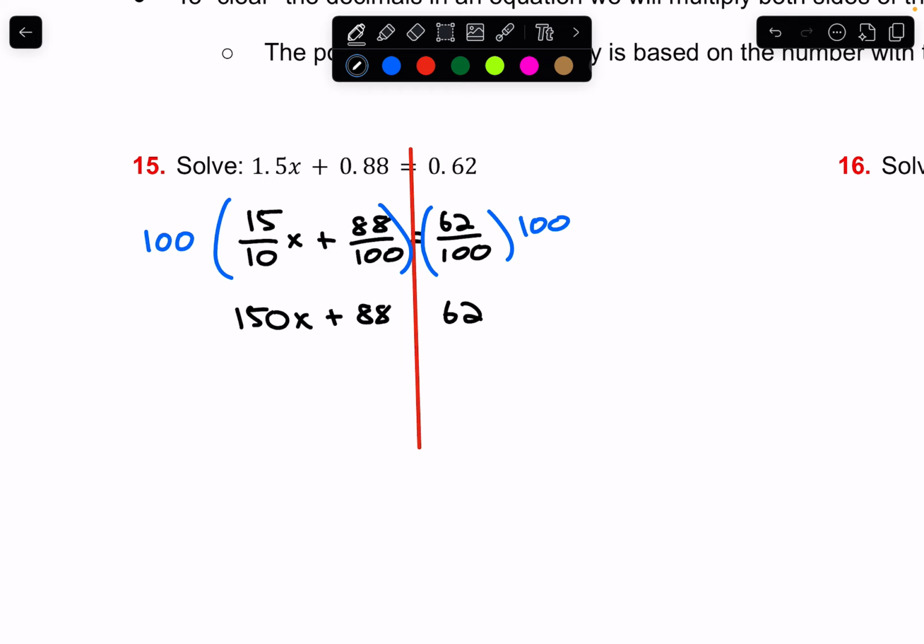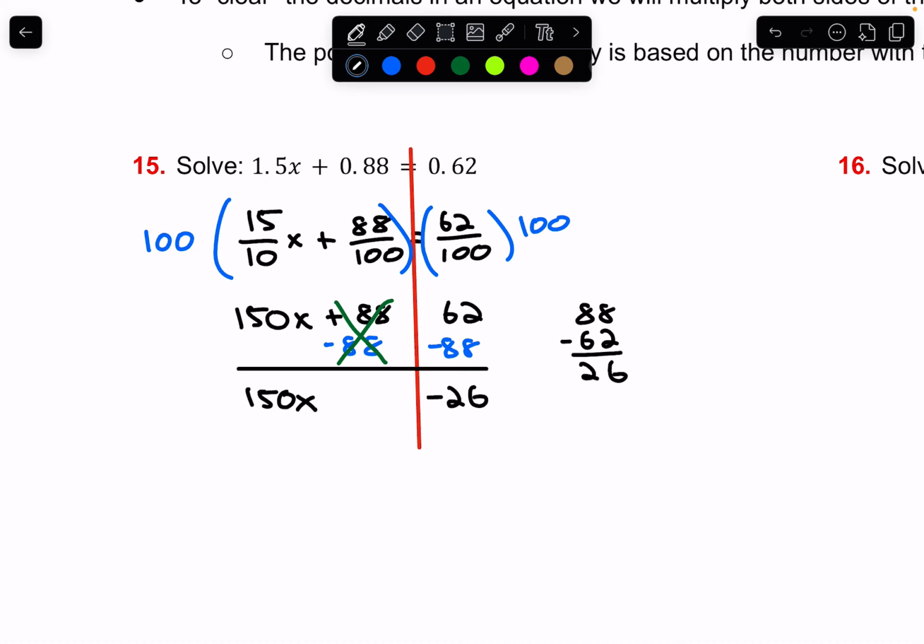All we have to do now is go ahead and move 88 to the other side. When I subtract that 88 from both sides, it cancels out on the left because they're additive inverses. So I have 150x is equal to, on the other side, whenever it's a small number minus a big number, remember, just flip it around. Do 88 minus 62, which is going to give me a 6 there and a 2 there, so I get 26. But it's negative 26 because the 88 was negative. Okay, so negative 26 because the 88 was the negative one.